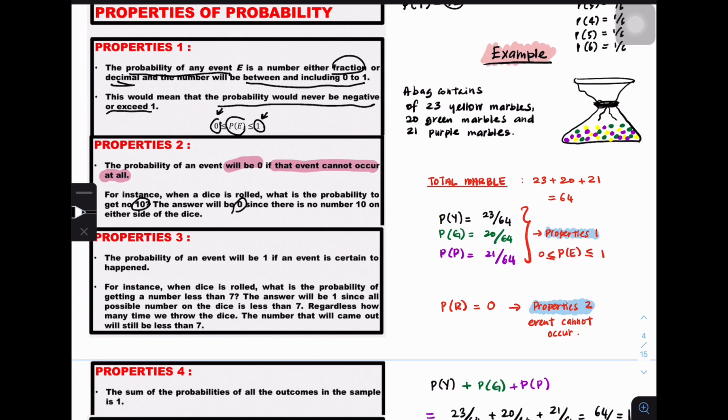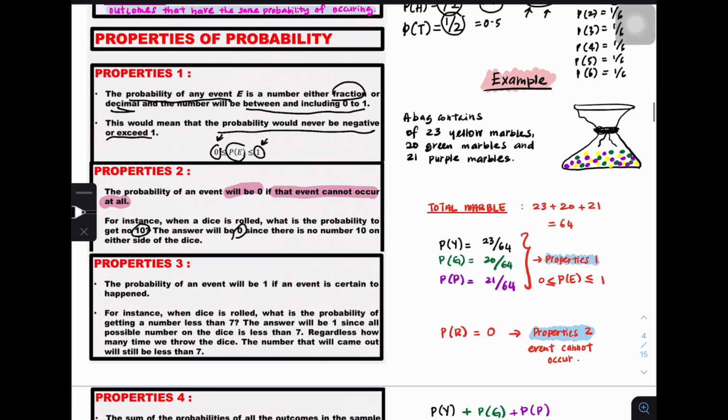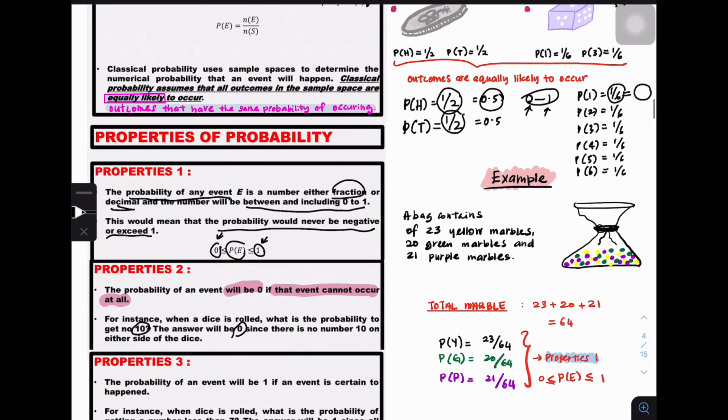Less than 7. Dia tak cakap dapat nombor sama dengan 7. Tapi dia kata berapa probability kita akan dapat nombor less than 7. Okay, kalau awak tengok, probability kita akan dapat nombor 1 adalah 1/6. Probability kita akan dapat nombor 2 pun 1/6. Probability kita akan dapat nombor 3 pun 1/6. Nombor 4 1/6. Nombor 5 1/6.